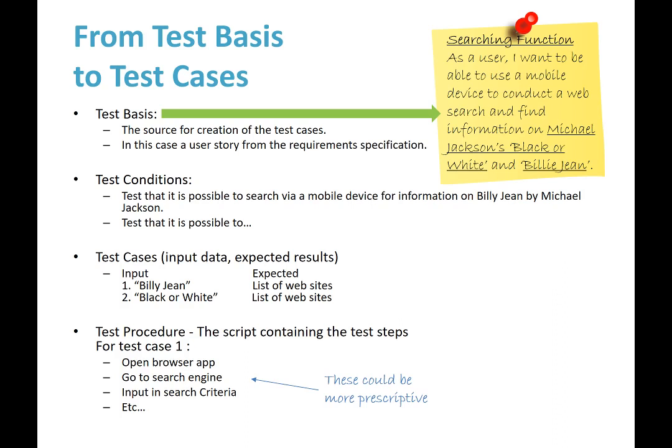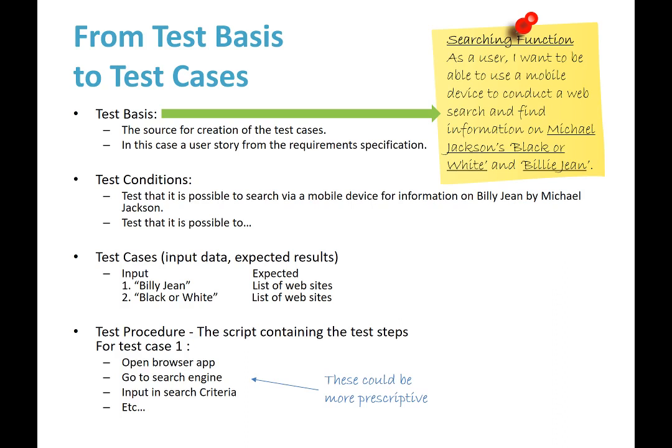So now that we've identified our test conditions, we can look at our test cases. So we're starting to think about how we're actually going to test. So in this case, I'm going to, on my mobile device, open up the search function. The input's going to be Billie Jean, and what I expect to come out of the other side is a list of websites associated with Michael Jackson's Billie Jean. Likewise for Black or White, whenever I put that into some sort of search engine, I'm expecting to get a list of websites corresponding to Black or White.